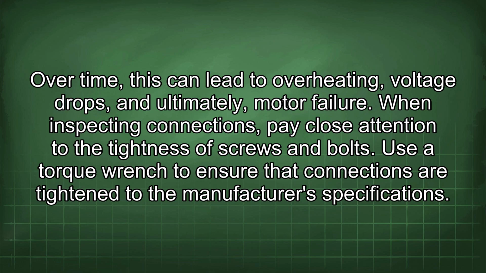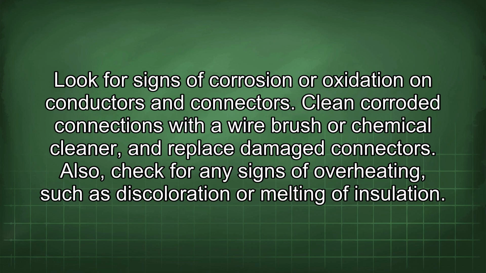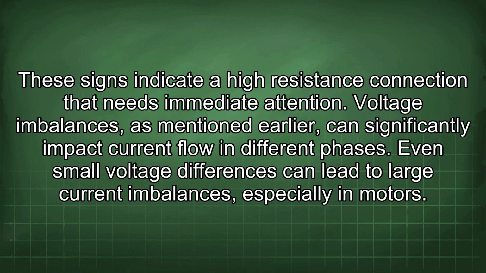When inspecting connections, pay close attention to the tightness of screws and bolts. Use a torque wrench to ensure that connections are tightened to the manufacturer's specifications. Look for signs of corrosion or oxidation on conductors and connectors. Clean corroded connections with a wire brush or chemical cleaner and replace damaged connectors. Also, check for any signs of overheating, such as discoloration or melting of insulation. These signs indicate a high resistance connection that needs immediate attention.